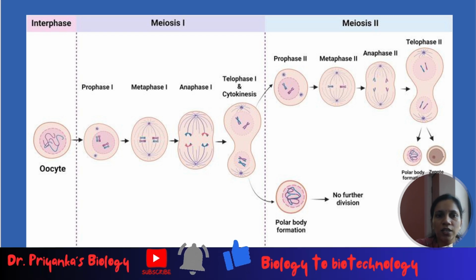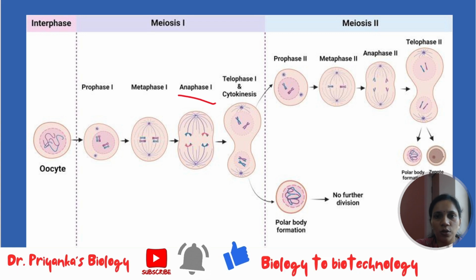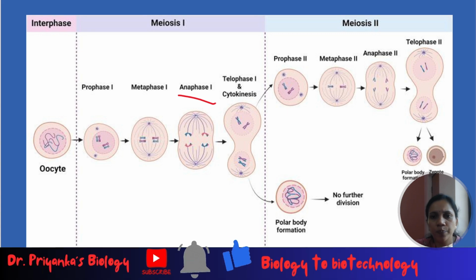This oocyte is going to enter prophase, meiosis 1. It will complete prophase 1, metaphase 1, anaphase 1, telophase 1 followed by cytokinesis, giving rise to two haploid cells. One will form the polar body, which will not go any further in division, whereas the second one will enter meiosis 2.